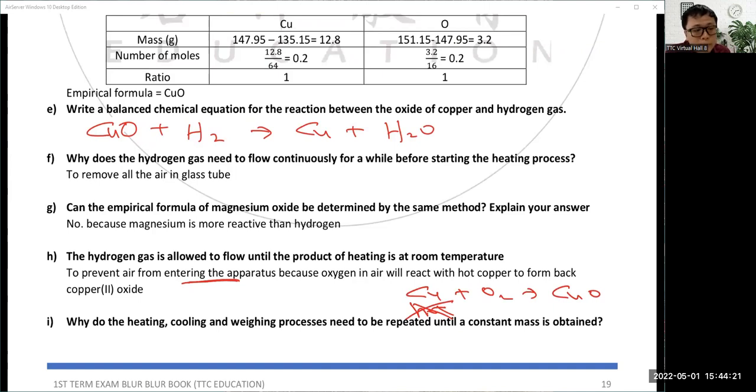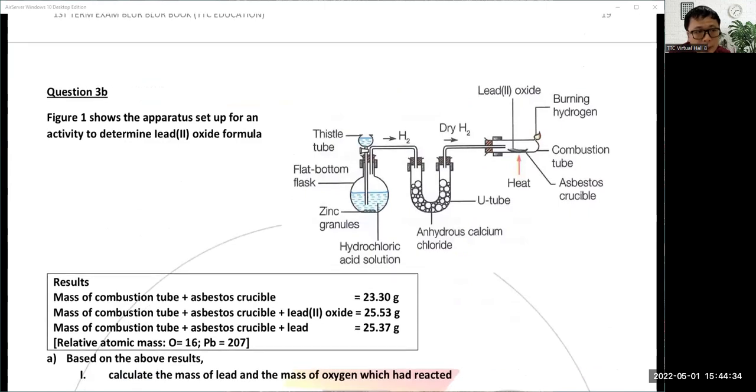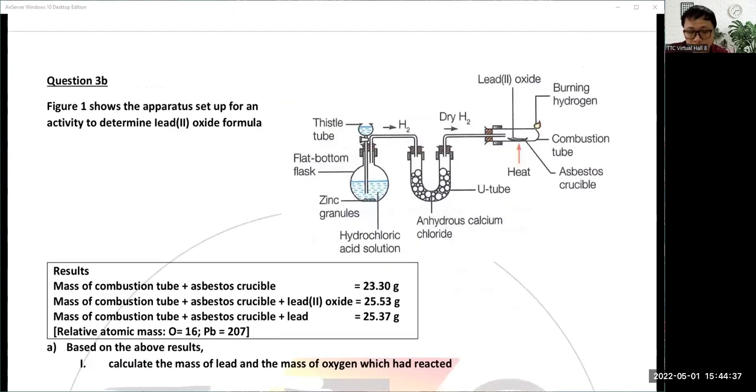stop the hydrogen flow. Okay, why does the heating, cooling, weighing process need to be repeated until constant mass is obtained? To ensure all the copper 2 oxide is completely changed to copper. Okay, this is the next experiment. So this experiment is similar. You can try by yourself.